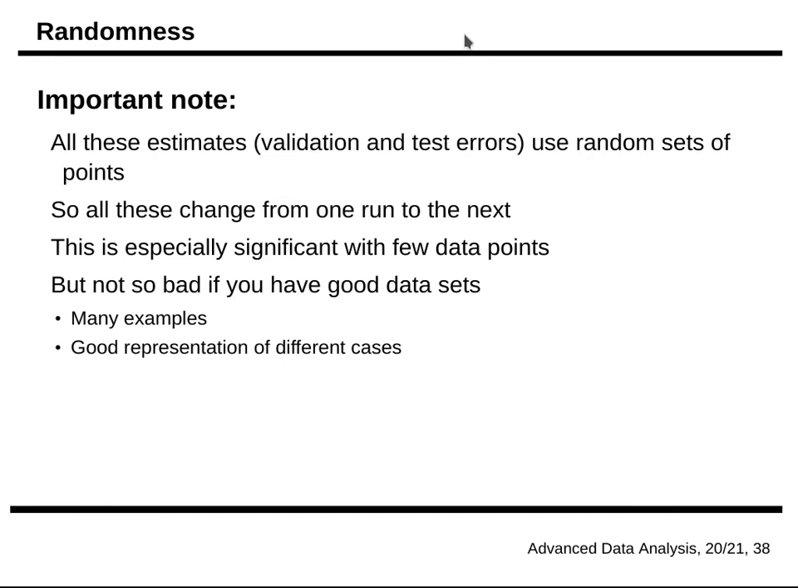Okay, so this is an important note. All these estimates that we are using, the validation error, the test errors, are computed on a random sample of points. Especially if you have few data points, this can make a big difference from one run to the next. It's not so bad if you have a large data set, because then statistically it will be unlikely that it would make a big difference.